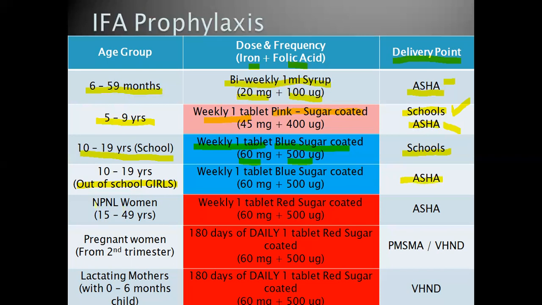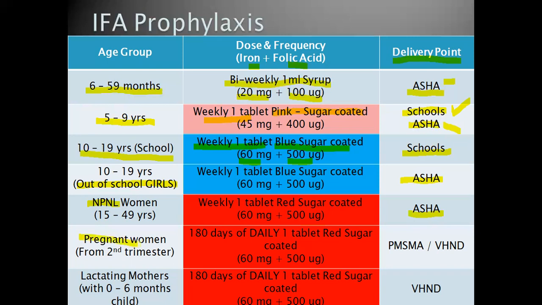NPNL women, I hope we all know that NPNL stands for non-pregnant, non-lactating women. In women of reproductive age group, just to specify that they are neither pregnant nor lactating, this abbreviation NPNL is used. Now the iron goli becomes red iron tablet, 60 milligram of iron, 500 microgram of folic acid, community-based delivery through ASHA.